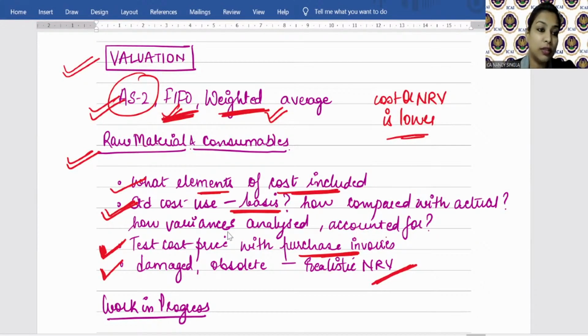So not at cost. Why? Because these are damaged, these are obsolete. So these should be valued at what? The NRVs. Okay. So is it clear? It is simple, that is what cost has been included.